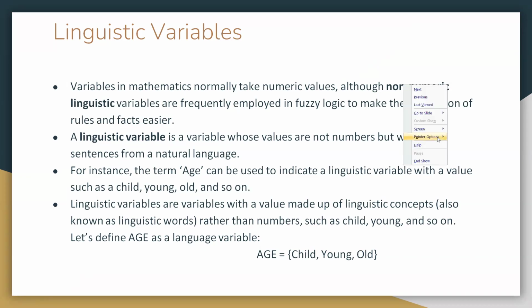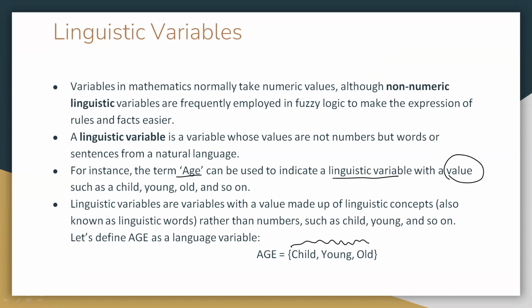Okay. So you can see, for example, the term age is used here as a linguistic variable and it can contain values like child, young, old, etc. So you can say linguistic variables are variables with values made up of linguistic concepts. Linguistic concepts are words that can describe that particular linguistic variable. So rather than numbers, we'll have words like child, young, etc. And there can also be variations of these.